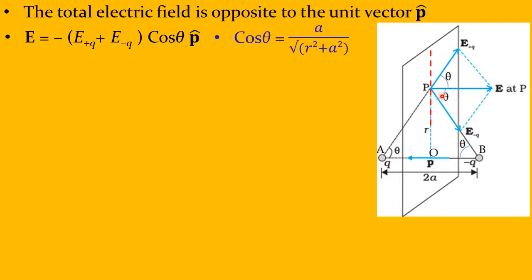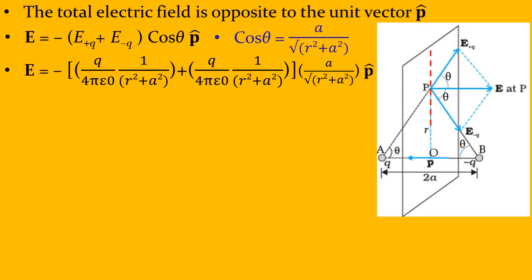BPE is also theta. Now the electric field due to plus Q is along the line PE plus Q. I need to take only the component along the direction PE. And since this angle is theta, the component would be EQ into cos theta. Similarly, the component of this field due to minus Q would be E minus Q into cos of theta. So I will get the component along this direction.